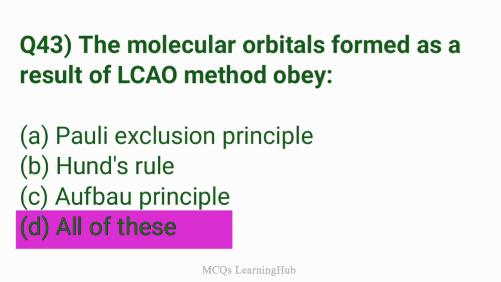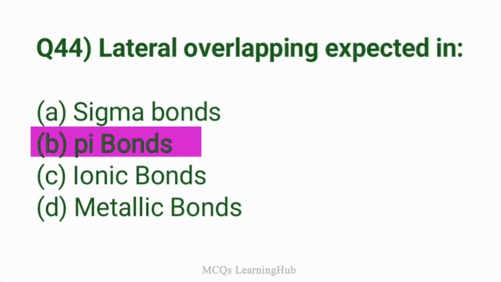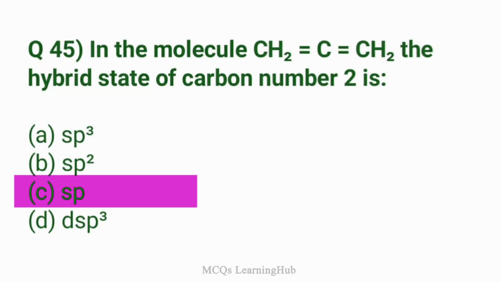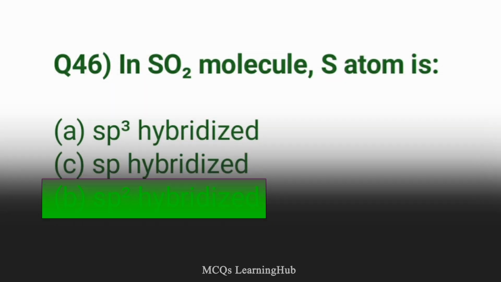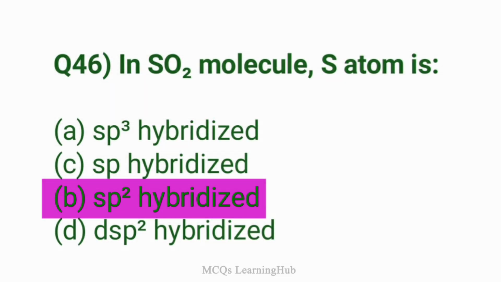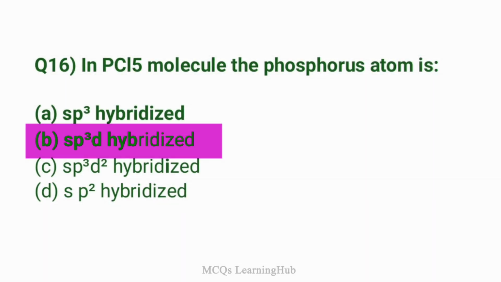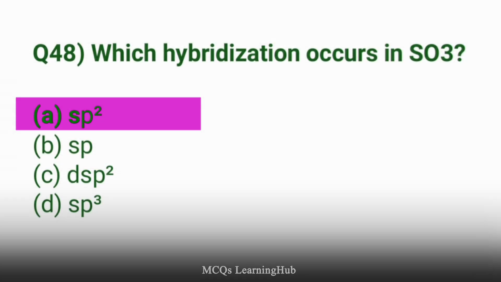The molecular orbitals formed as a result of LCAO method obey. Option D, all of these. Question 44. Lateral overlapping expected in. Option B, pi bonds. Question 45. In the molecule CH2 double bond C double bond CH2, the hybrid state of carbon number 2 is option C, sp. Question 46. In SO2 molecule S atom is option B, sp2 hybridized. In PCl3 molecules the phosphorus atom is option B, sp3 hybridized.